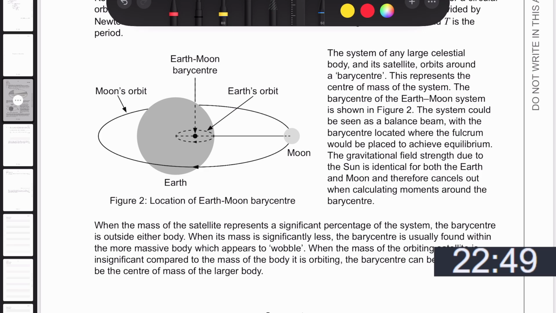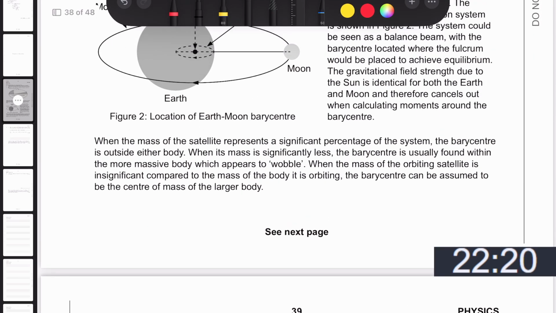This represents the center of mass of the system. The barycenter of the Earth-Moon system, as shown in Figure 2, the system could be seen as a balance beam, with the barycenter located where the fulcrum would be placed to achieve equilibrium. The gravitational field strength due to the sun is identical for both, and therefore cancels out when calculating moments around the barycenter.